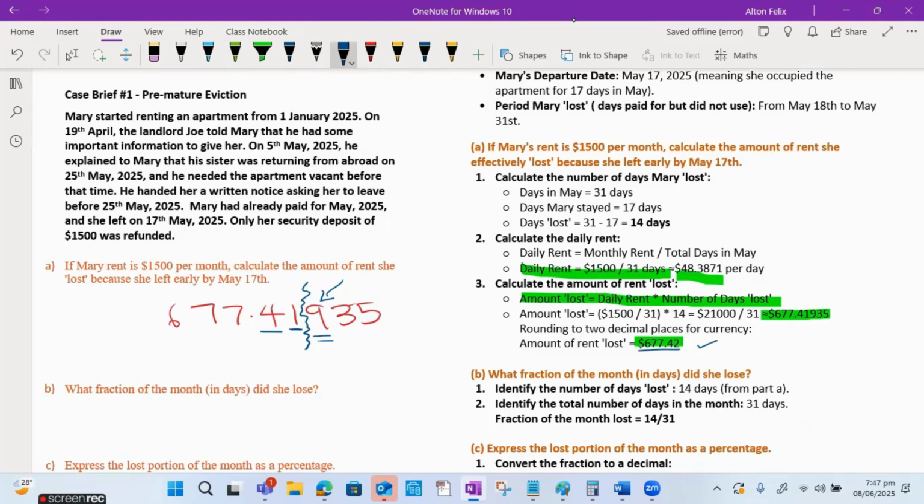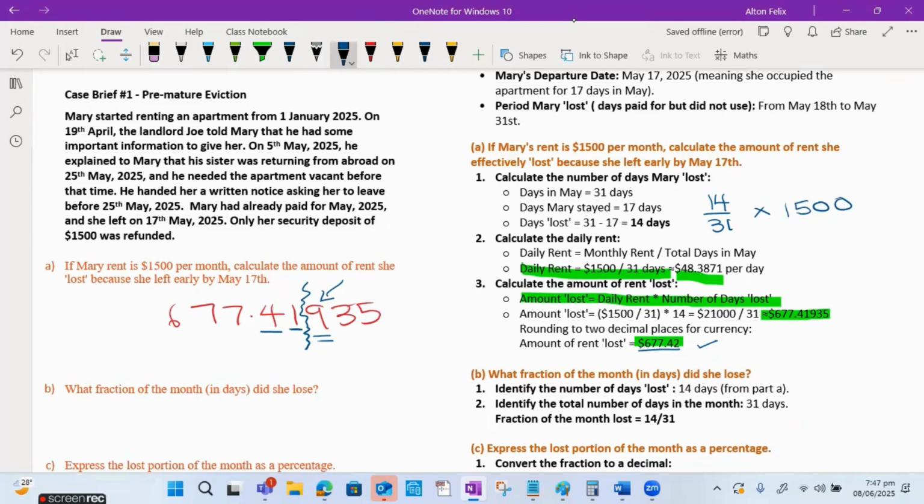Now, I like this approach that Jerry took. Jerry worked out first the daily rent and then multiplied that figure by the days lost, which is 14. Another approach, which will be equally correct, is if you took 14 out of 31 and you multiply that by the rent for the month.